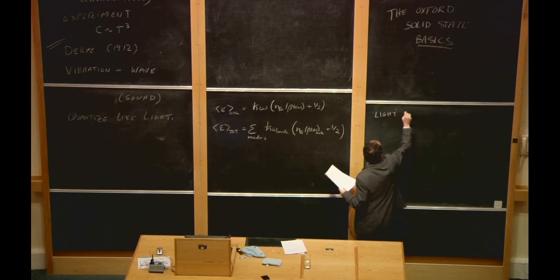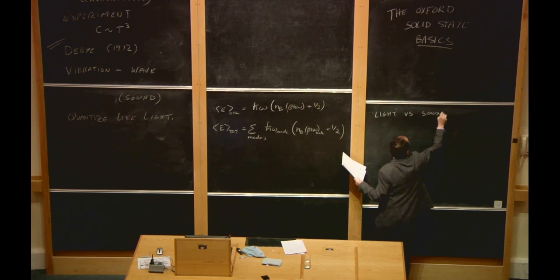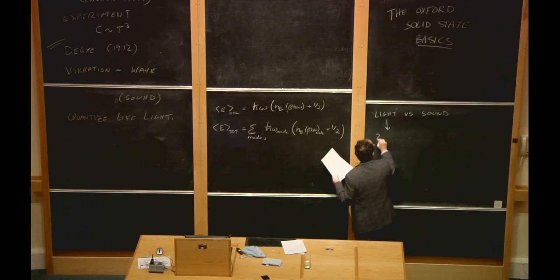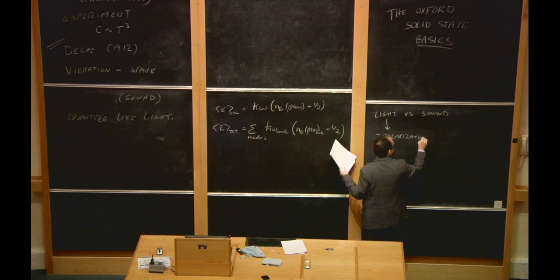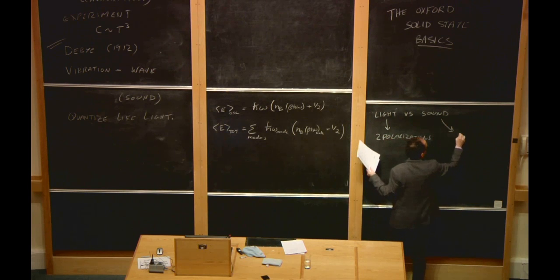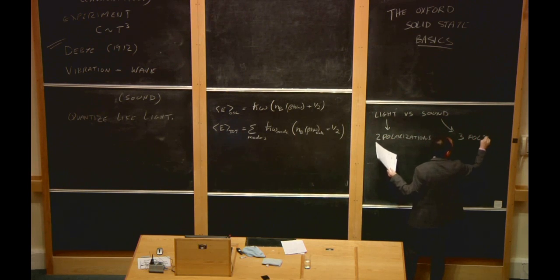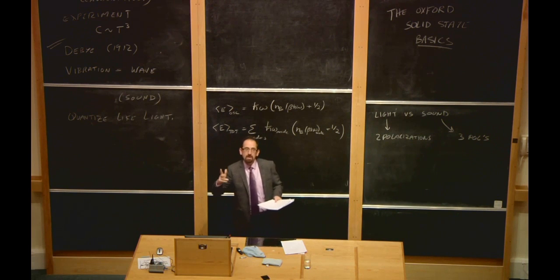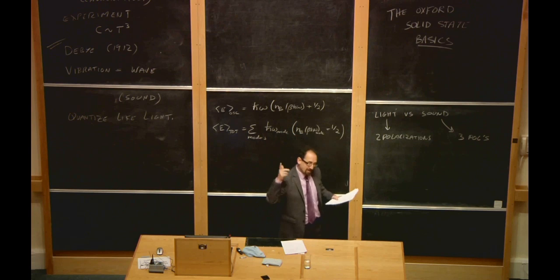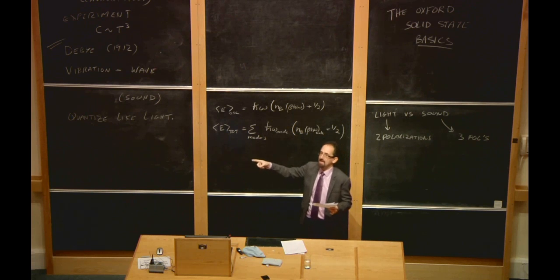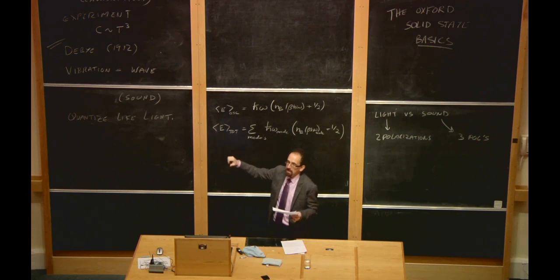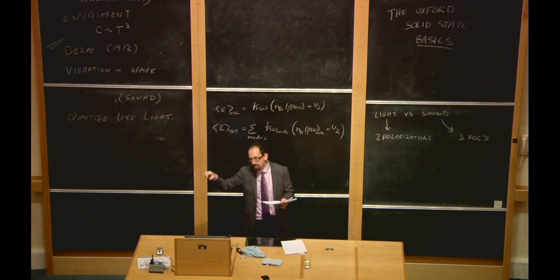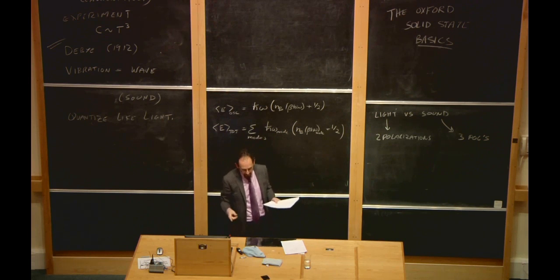There are some more qualitative differences that we're going to have to deal with, and one in particular, light versus sound, is that light has two polarizations, and sound has three polarizations. Now, you'll remember from your E&M that if a light wave or an electromagnetic wave of any sort is going in the x direction, the electric field has to be in the y direction or the z direction. It can't be in the x direction.